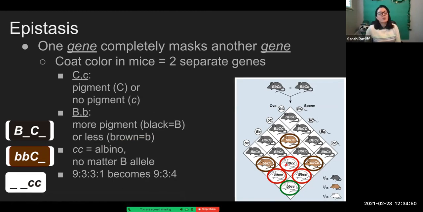Now this is where things get a little weird. I know in dihybrid crosses, when you have two heterozygous parents, we usually get a 9:3:3:1 ratio. But in epistasis, because of the way those genes mask each other, our ratios change for our phenotypes. Now we're going to have a 9:3:4 ratio. You don't need to know that. You don't need to memorize that. Just a little compare and contrast there.